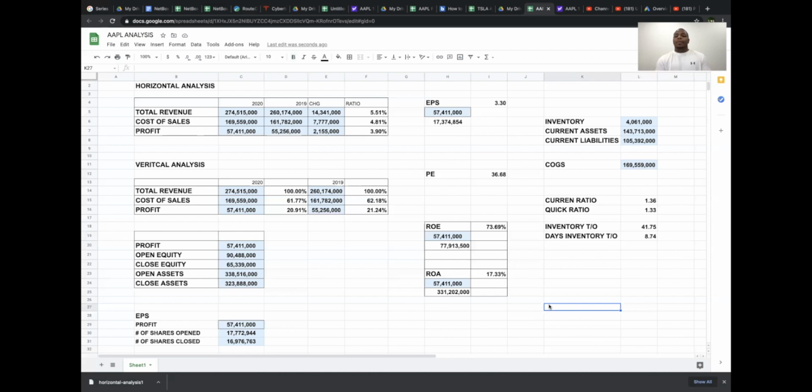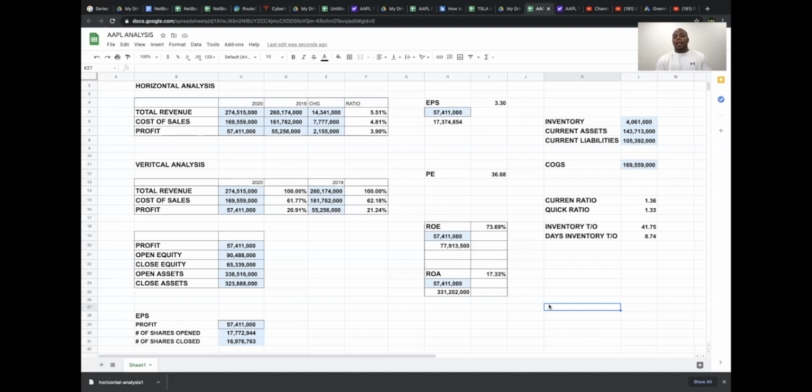Let me say it again. Apple turns over their inventory every 8.5 days, which is an amazing thing. So they buy a product, they create a product, manufacture a product, and in 8 days, they sell out of it. That's the stuff you want to know, right?